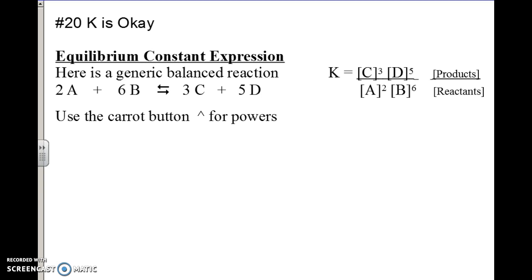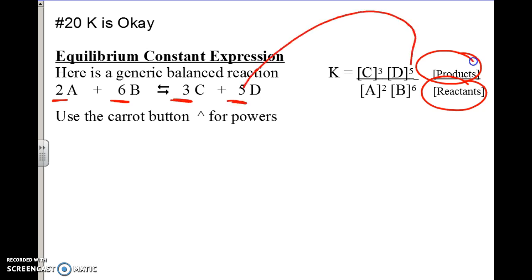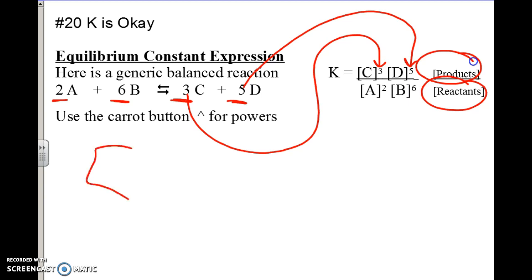So if we look at this very first part right here, some of the information it gives us on the top of your sheet is that we have products over reactants. We're also going to use the coefficients that come with each of the products and the reactants, and we're going to make them be to a certain power. So that's where those coefficients come in. So we put products over reactants, we put brackets around it. The brackets mean molarity. So anytime you see this, that means molarity. That's from our last unit.